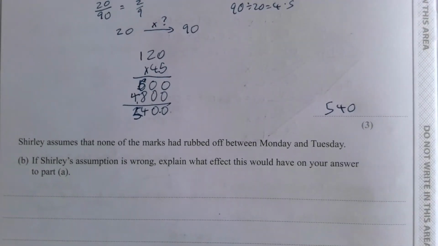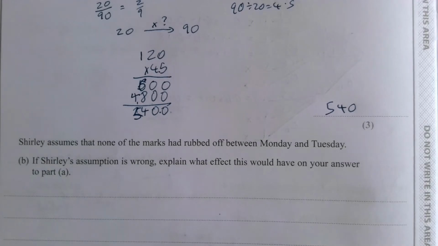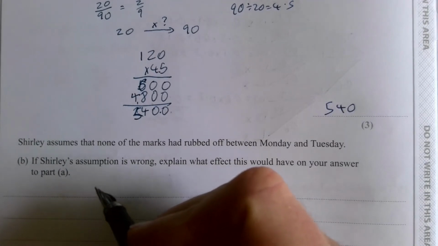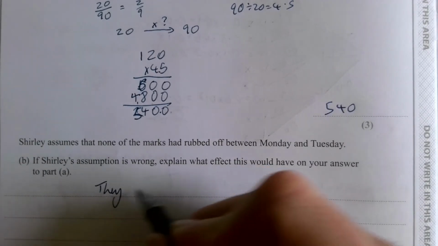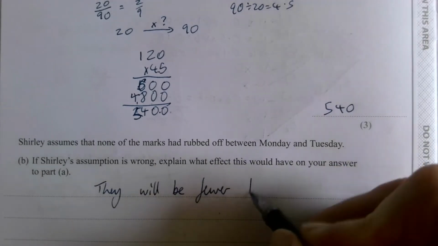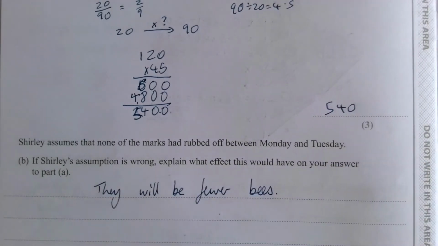Have a look at that. Shirley assumes none of the marks had rubbed off between Monday and Tuesday. If she's wrong, what effect would that have? Well, that would mean that a higher proportion were actually marked than she thought, so that there would be less bees altogether. There will be fewer bees. Anything along those lines. You do not have to write a lot.